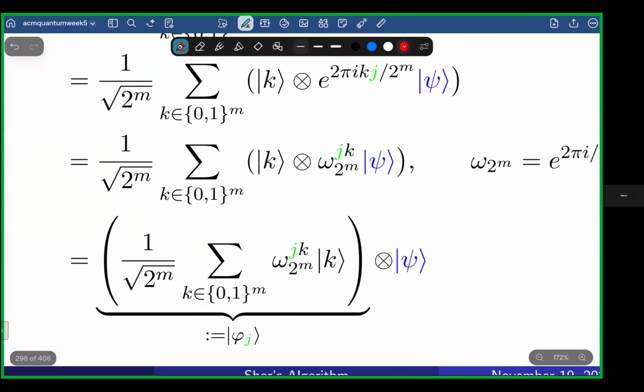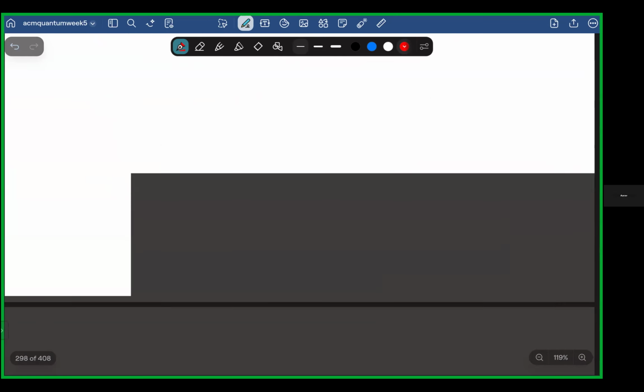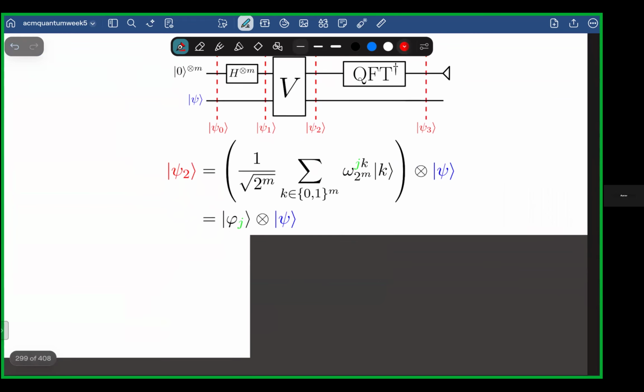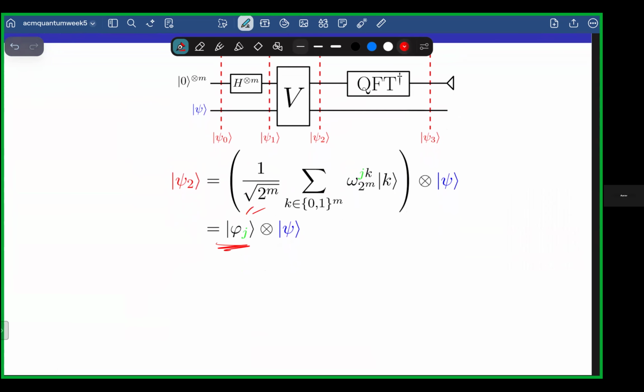Okay. Now let's move this stuff out, so let's isolate our eigenvector. All we're doing is moving the coefficient and the ket out, which we're perfectly allowed to do. Then we're going to define this state, a uniform superposition but with these weird constants in front, as phi subscript j, so it's indexed by that j. And then the second register is the psi eigenvector. Here's that again, same state. We're defining this as this.